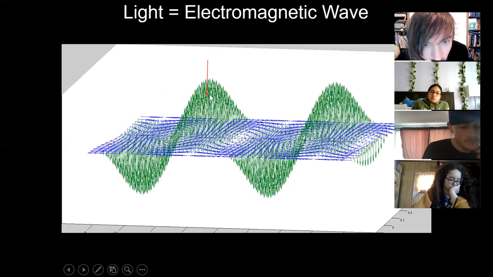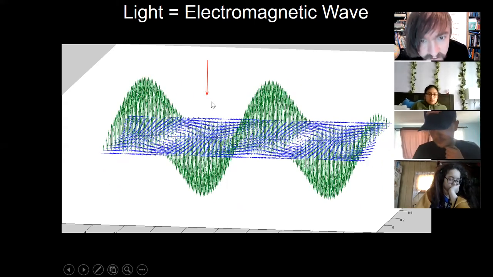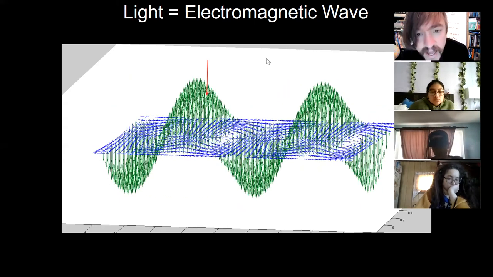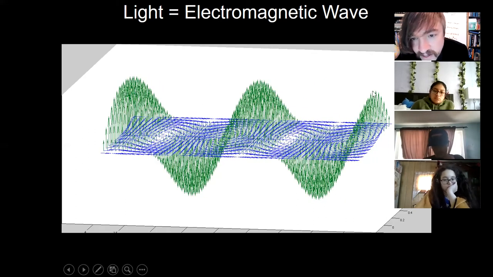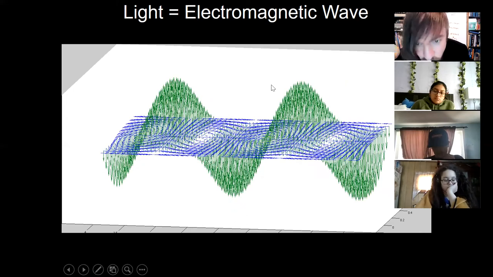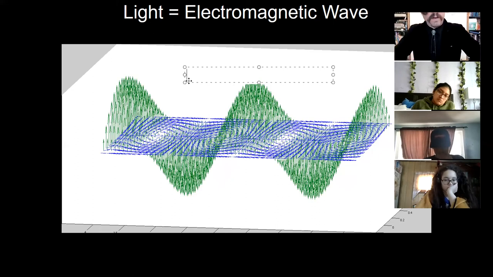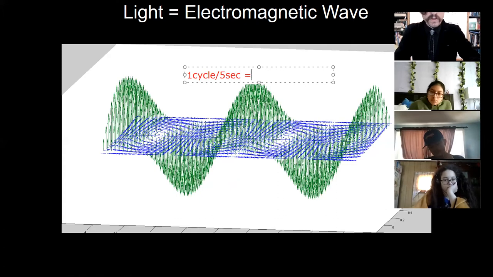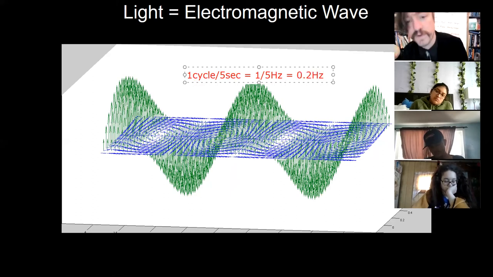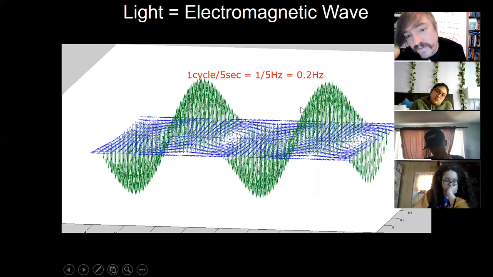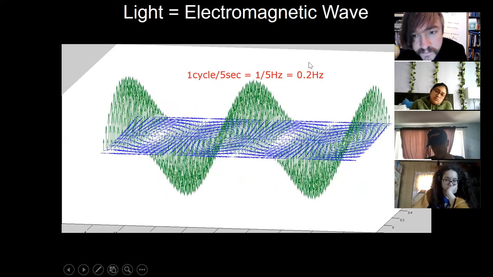So I'll start here. 1001, 1002, 1003, 1004, 1005. Okay, so you'll notice that it took 5 seconds for one wavelength to go past. So I would say that wave has a frequency of 1 cycle every 5 seconds, which is equivalent to 1/5 hertz. And what is 1/5? 0.2. So the frequency of that wave would be 0.2 hertz because 1 cycle goes by in 5 seconds. That's how we think of frequency, okay?